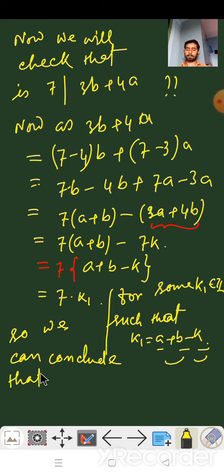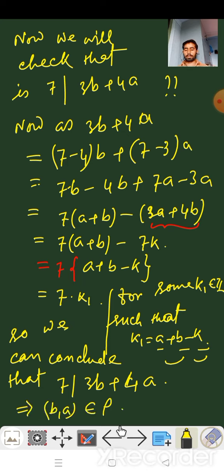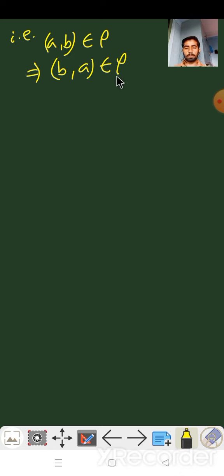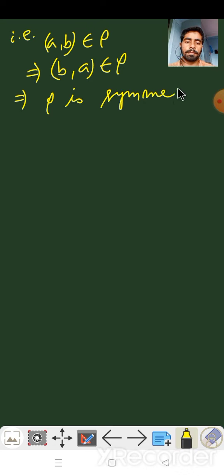So we can conclude that 7 divides 3b plus 4a also, which implies that (b, a) also belongs to the relation rho. That is, an arbitrary ordered pair (a, b) belonging to rho implies that the ordered pair (b, a) also belongs to rho, which implies that rho is symmetric.